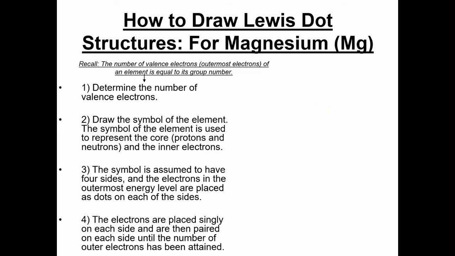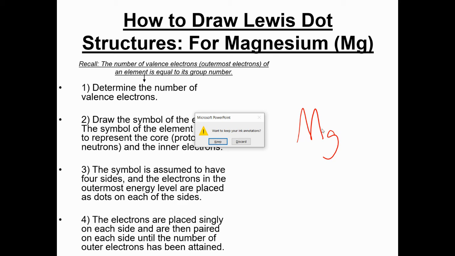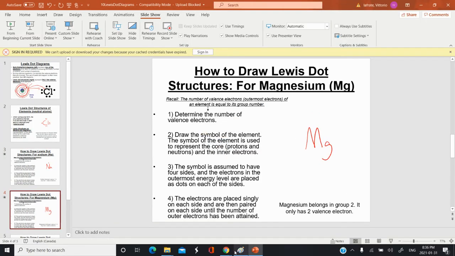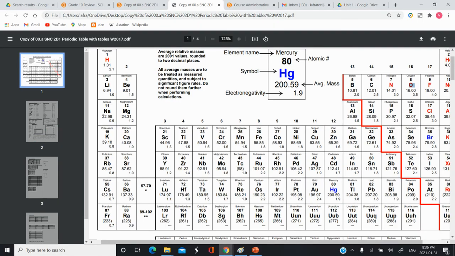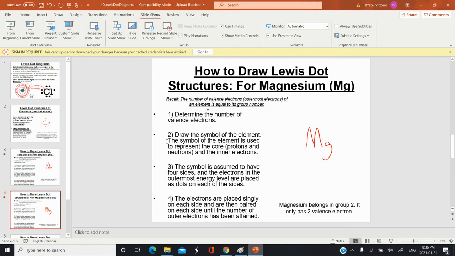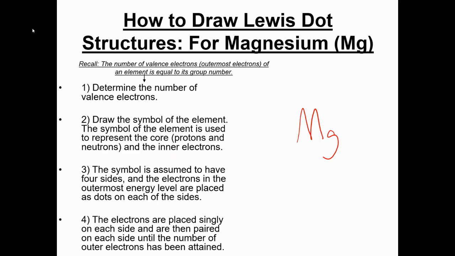Let's try this for magnesium. Magnesium, the symbol is Mg. Let's go to the periodic table to take a look at what group it's in. Magnesium is in group 2, so that means it has 2 valence electrons. So we can go ahead and draw our 2 valence electrons like that.